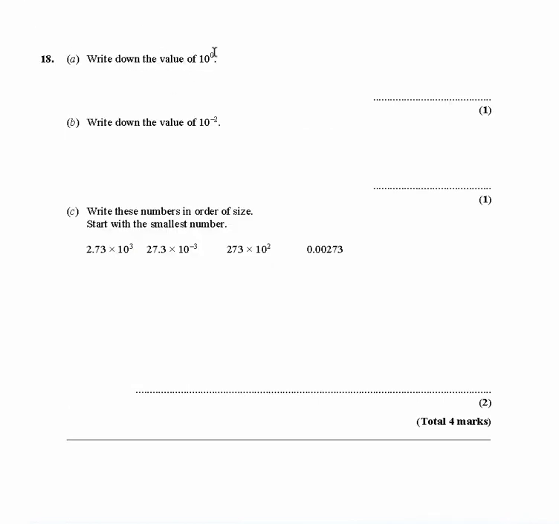Write down the value of 10 to the power of 0. Write down the value of 10 to the power of -2. Well, what you could do is remember, or first of all, remember what that negative does. It's like 10 squared, but it's got a negative. That negative just does something very, very simple.